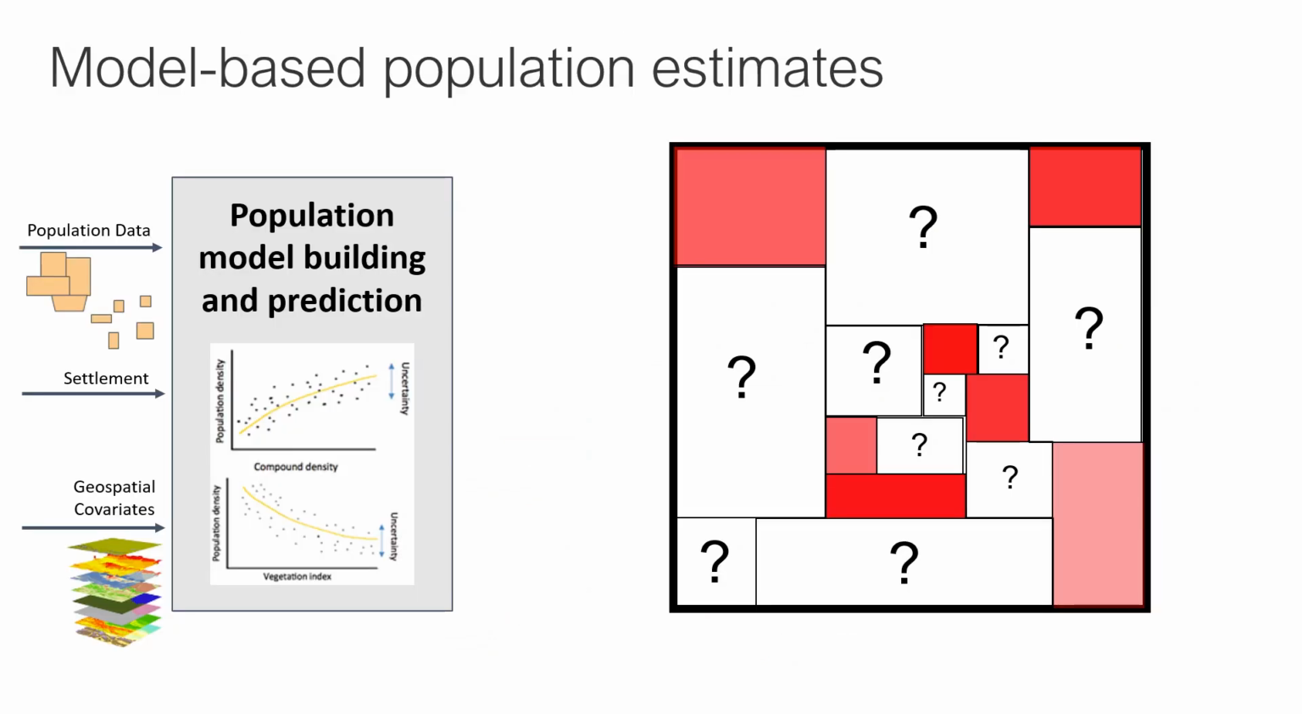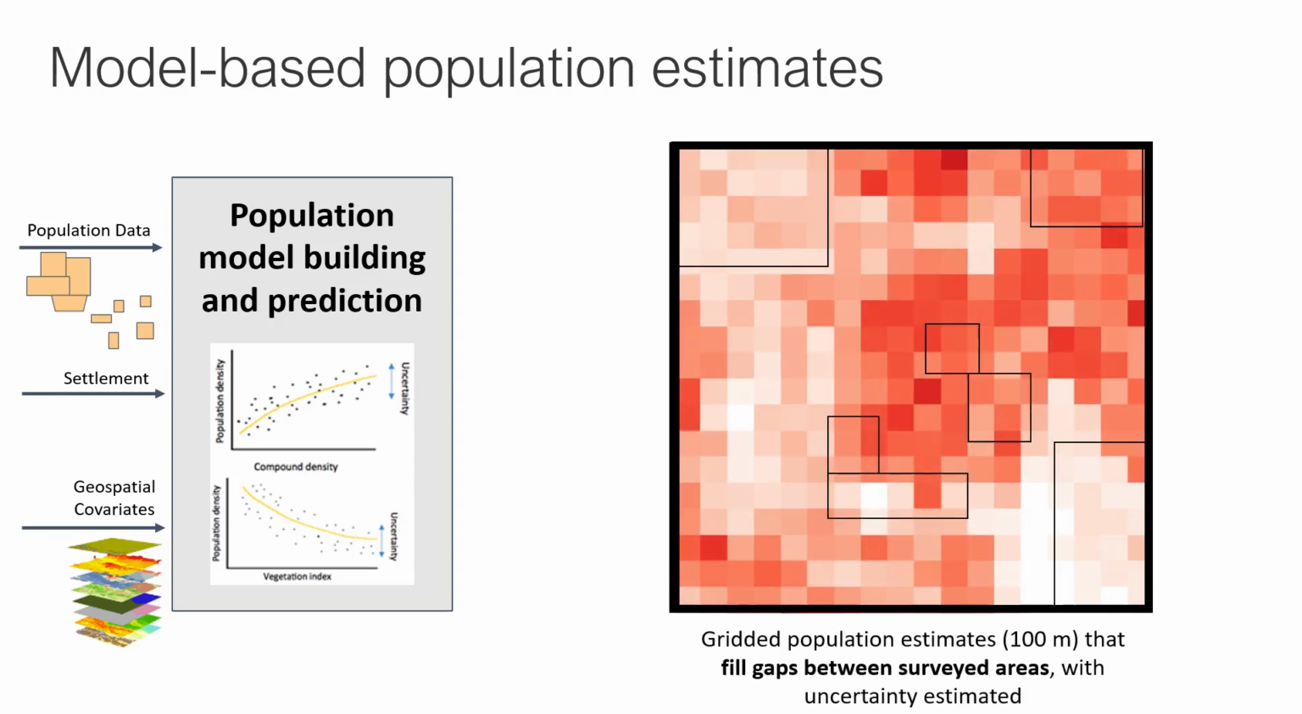And so we're then building those statistical models that bring together multiple geospatial data sets with an aim of ultimately filling in gaps and producing estimates at the grid square scale with uncertainty estimated in them. So that's a broad overview.